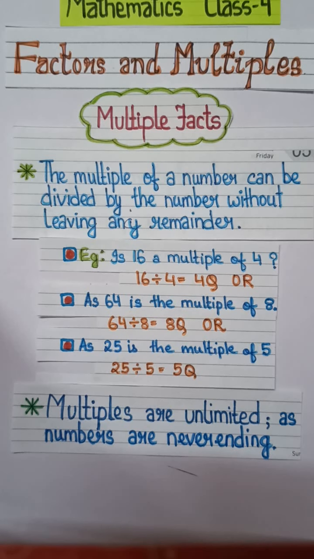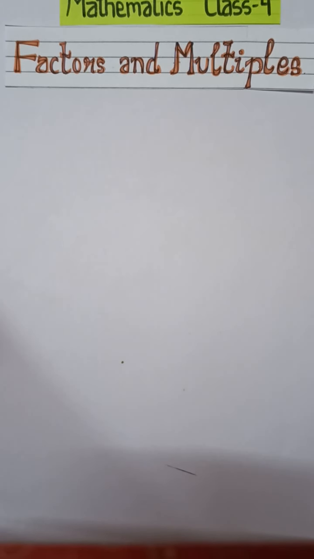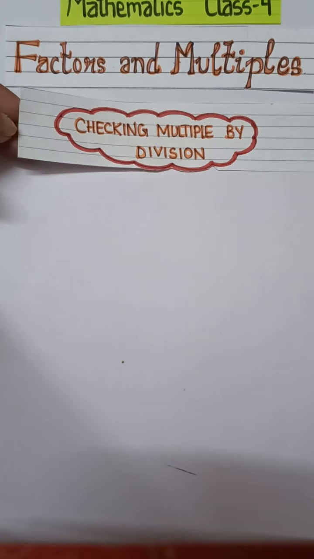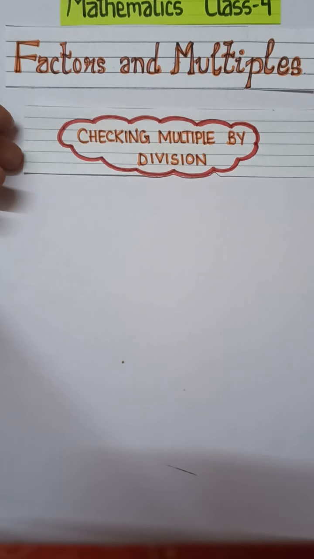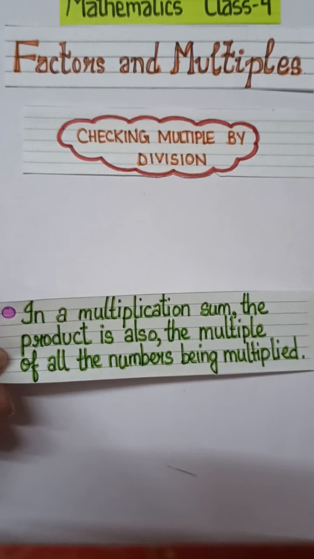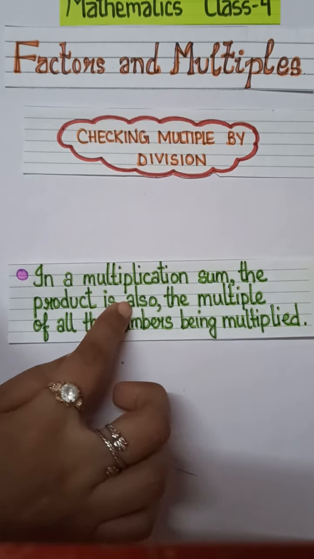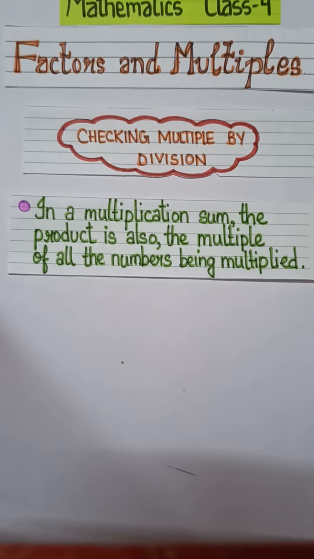Another important fact that you all need to remember is that multiples are unlimited, as numbers are never ending. Now I am going to tell you all about checking multiples by division. The point that we need to keep in mind is that in a multiplication sum, the product is also a multiple of all the numbers being multiplied.